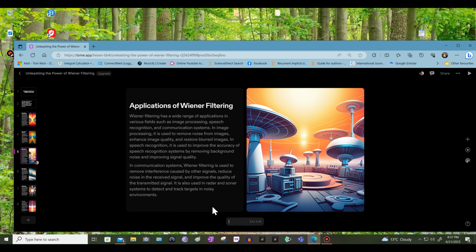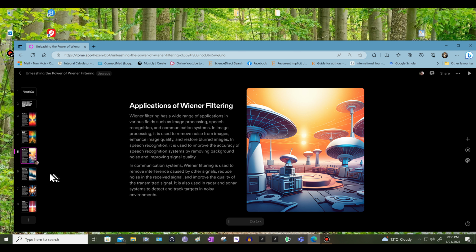In communication systems, Wiener filtering is used to remove interference caused by other signals, reduce noise in the received signal, and improve the quality of the transmitted signal. These are all quite generic terms, and they're all correct. It's used in radar and sonar, yes, to detect and track targets in noisy environments. I can't say I'm an expert in radar or sonar, but I assume that's probably true.